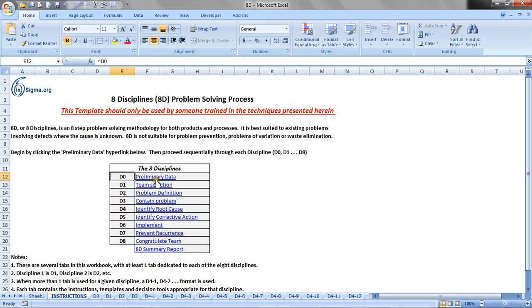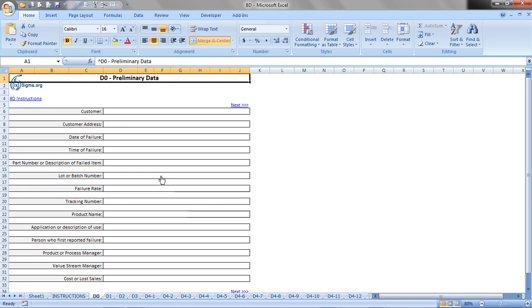So to get started, we just click on this hot link. It takes us to the D0 tab, and we start filling out the information. The customer, the name of the customer, the address, the location. If they have multiple locations, we want to make note of the location where the problem was found. The date and time of failure, the part number or description of the failed part, lot or batch number details if those are available, failure rate. This could be both the historical failure rate or the failure rate being experienced by the customer. Tracking number is the commercial carrier's tracking number.